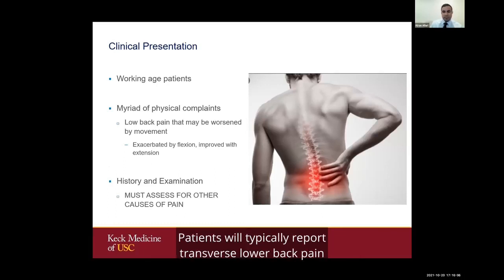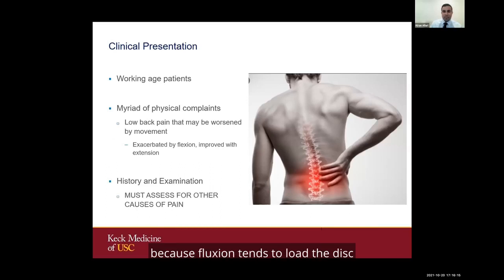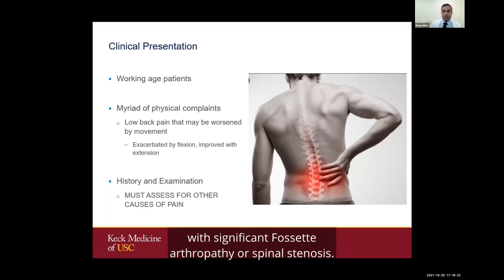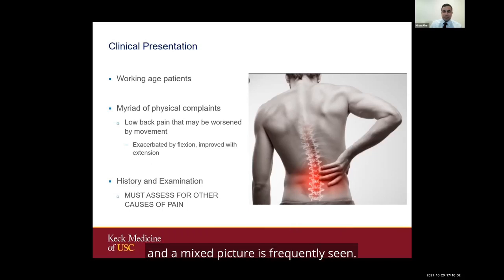Patients will typically report transverse lower back pain that radiates towards the hips or sacroiliac joint. They tend to describe sort of a mechanical pain that's worse with flexion because flexion tends to load the disc and place increased stress across the disc. And this is in contrast to patients with significant facet arthropathy or spinal stenosis, because these patients tend to have worse symptoms in extension. But of course, many of these pathologies can occur together, and a mixed picture is frequently seen.